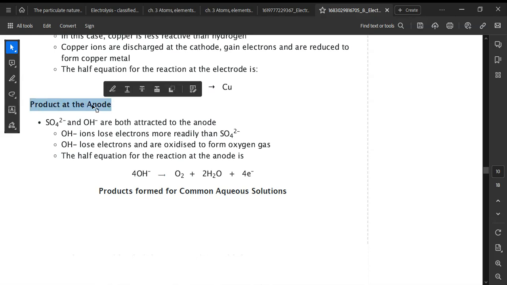At the anode, sulfate and hydroxide are both attracted to the anode. Hydroxide ions lose electrons more readily than sulfate ions. Hydroxide ions lose electrons and are oxidized to form oxygen gas. The half equation for the reaction at the anode is: hydroxide will give us oxygen, with the loss of 4 electrons.